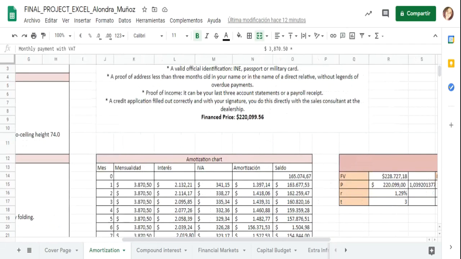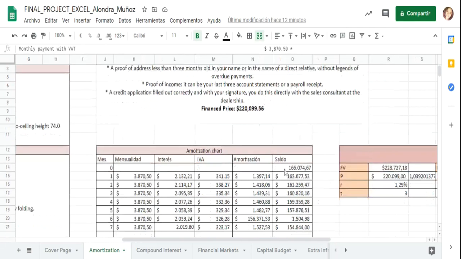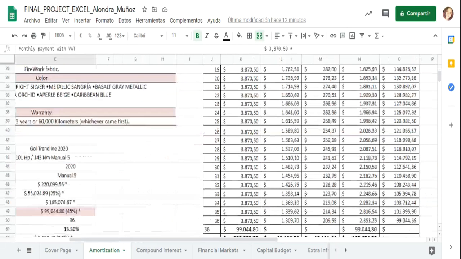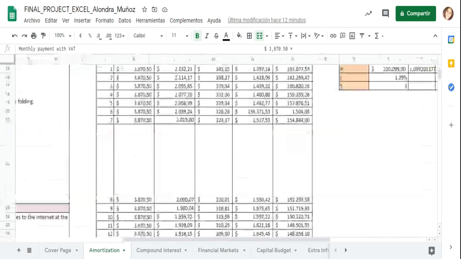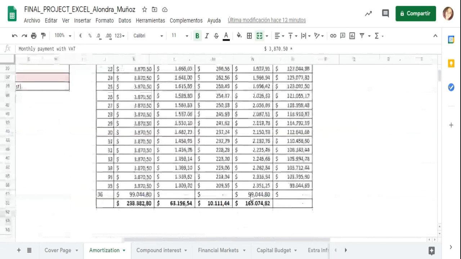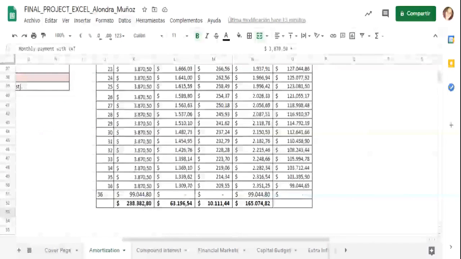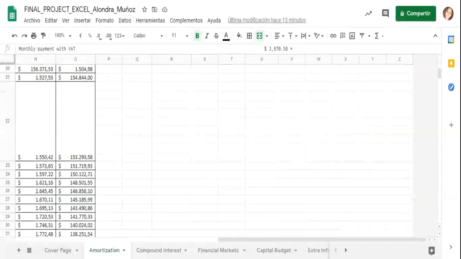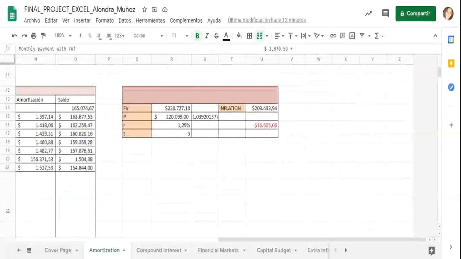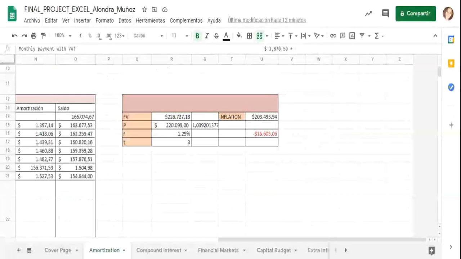After we do the amortization chart, this is the amount of interest that we pay at the end of the credit, and this is the amount of money that we pay. Then we need to do a future value, taking into account the inflation.